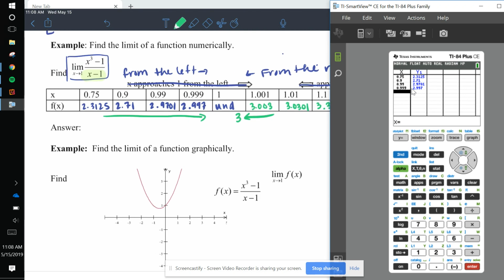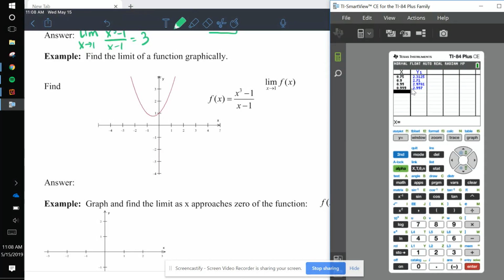So my answer is the limit as x approaches 1 of the function x cubed minus 1 over x minus 1 is equal to 3. So notice the function was undefined, but we are approaching 3. So the output as we get close to x equals 1 is going towards 3. The actual output and the limit do not have to match.